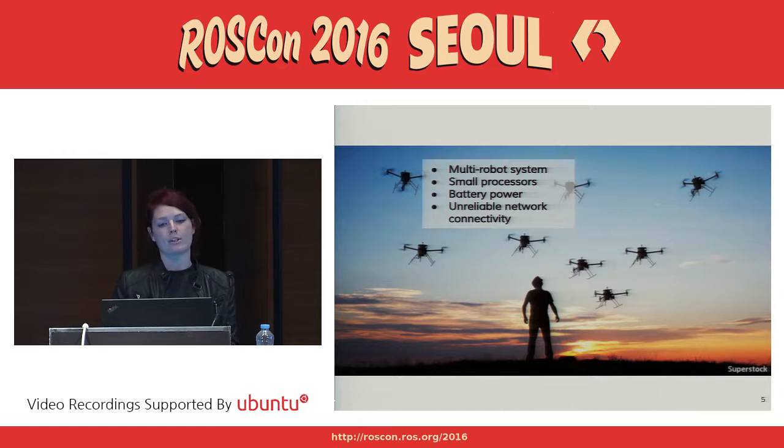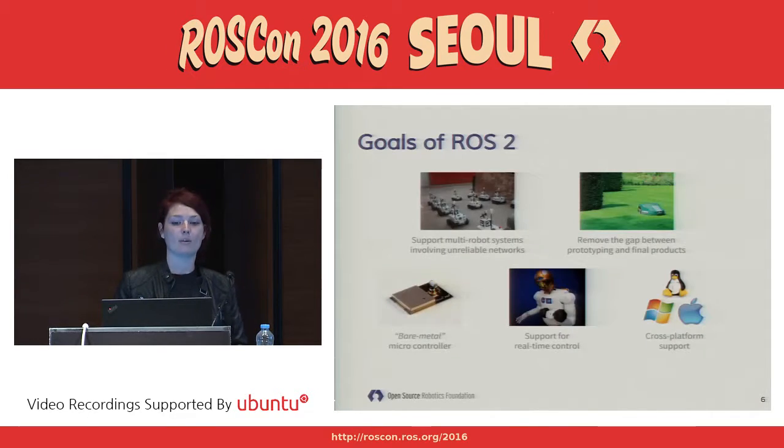For example, ROS doesn't deal too well with the unreliable network connections between drones, and the relatively large amount of computational resources on the small processors can be an issue. So we know that there are areas where we can improve ROS to target some of these newer use cases. And we have identified a few of those as the goals for ROS2.